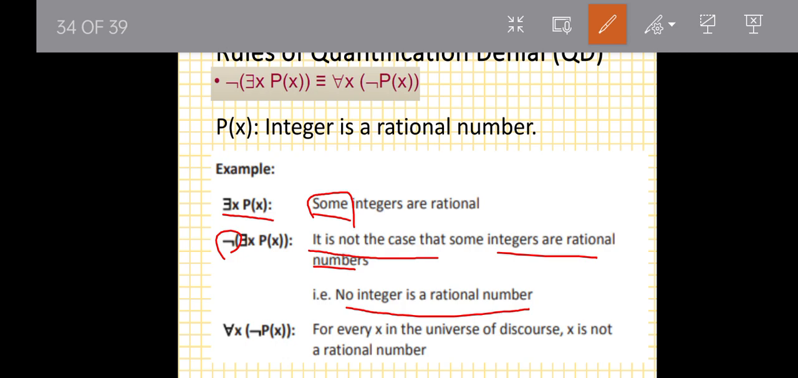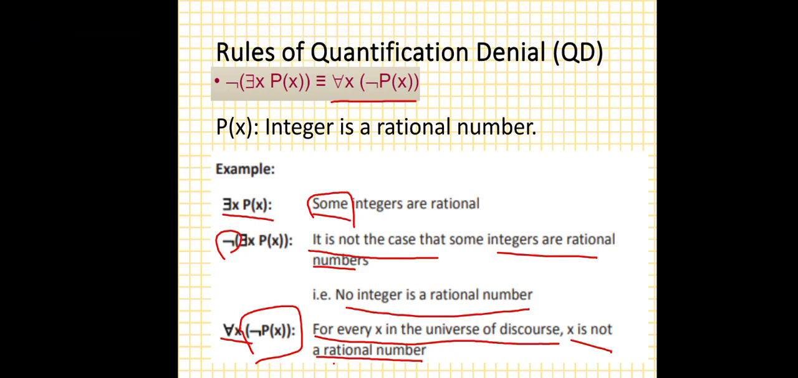Now, translating this, why is it equivalent to for all X, not P of X? For every X in the universe of this course, that is our statement for all X, then X is not a rational number. That is the negation of our P of X. Okay? That's how you translate quantifications, universal and existential, then negating them.